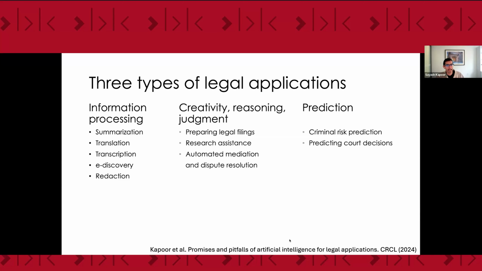And finally, I'll look at AI that's used for predicting the future. So these include criminal risk prediction tools such as Compass, as well as predicting the outcomes of court decisions. So we've seen a number of applications all through the spectrum of legal applications. Let's start with the first one, which is information processing.